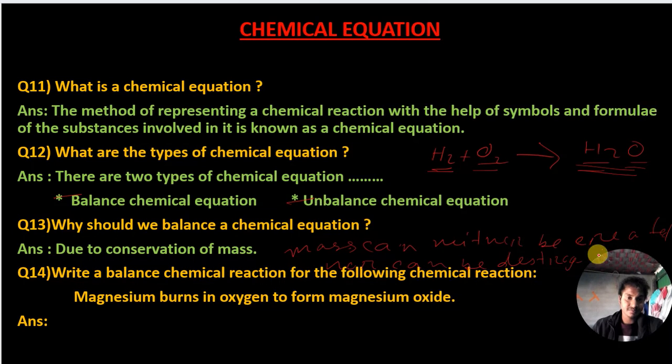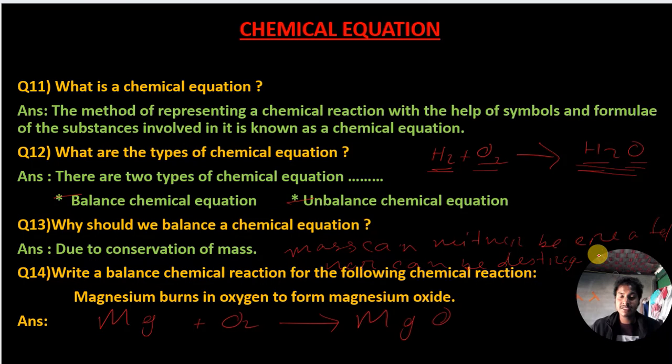Okay. Next problem, write a balanced chemical reaction for the following: magnesium burned in oxygen to form magnesium oxide. So write magnesium burned with oxygen, that is O2, gives us what? MgO, magnesium oxide. This is not a balanced chemical equation, so we have to balance it.